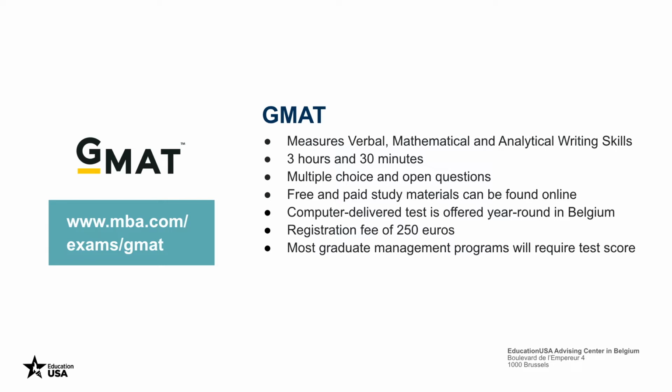The GMAT consists of questions in 4 different sections: the analytical writing assessment, integrated reasoning, quantitative reasoning, and verbal reasoning. The analytical writing assessment measures your ability to think critically and to communicate your ideas. Integrated reasoning measures your ability to analyze data and evaluate information presented in multiple formats.